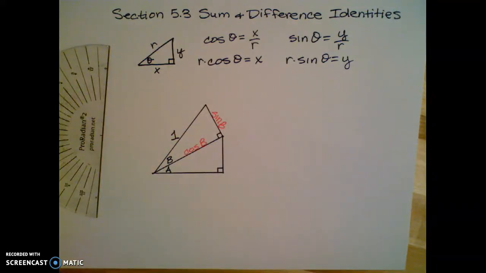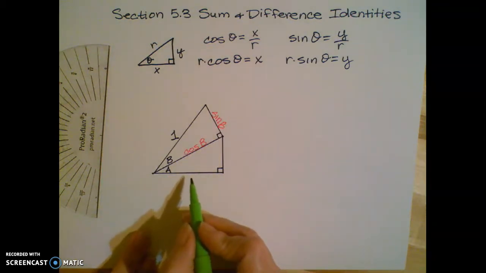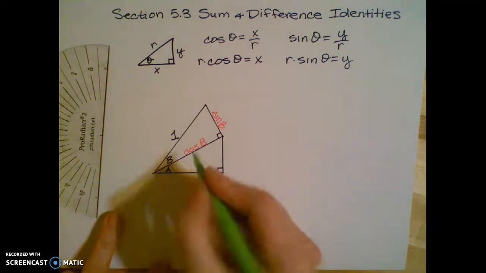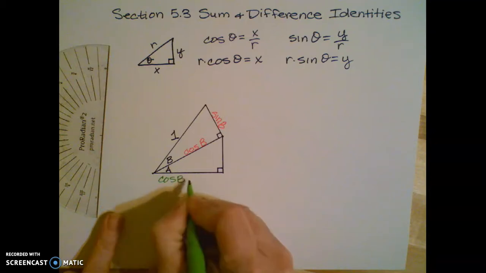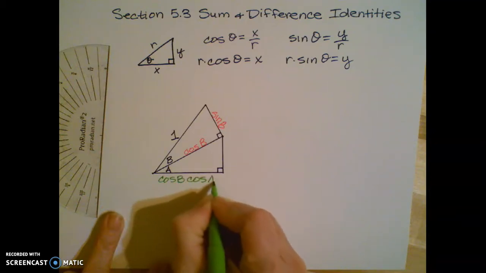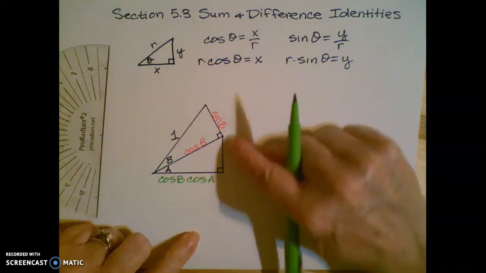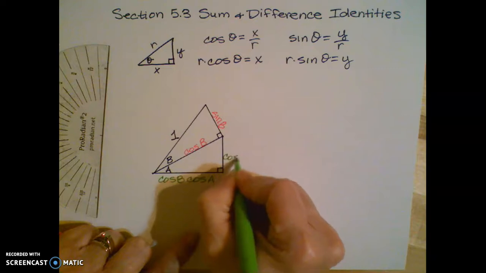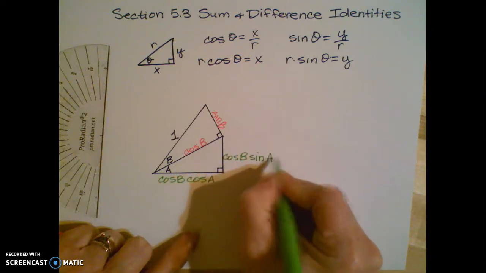Okay, now let's jump into the other triangle, the triangle with acute angle A. Here again, the length of the side adjacent to the angle is the length of the hypotenuse times the cosine of the angle. So in that case, that would be the cosine of B, the length of the hypotenuse, times the cosine of the angle, which in this case is angle A. Likewise, the length of the side opposite it would be the length of the hypotenuse times the sine of the angle, sine A.